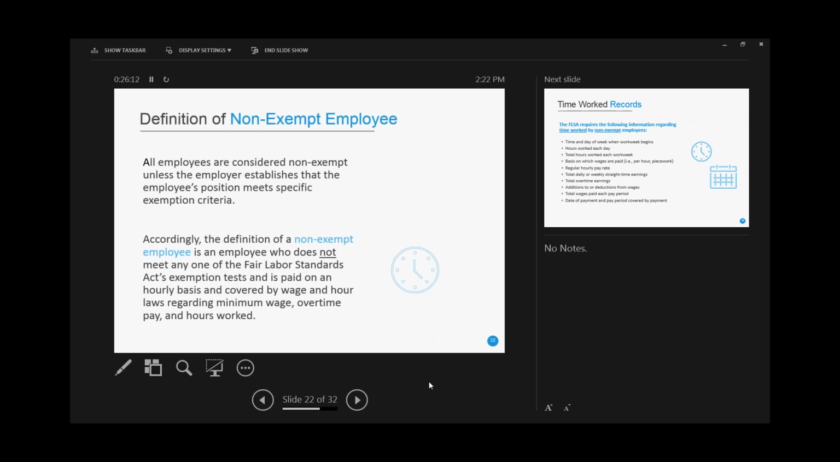So essentially, what that's saying is that every employee is considered a non-exempt employee unless, of course, the employer can prove one of the 6 FLSA exemptions.